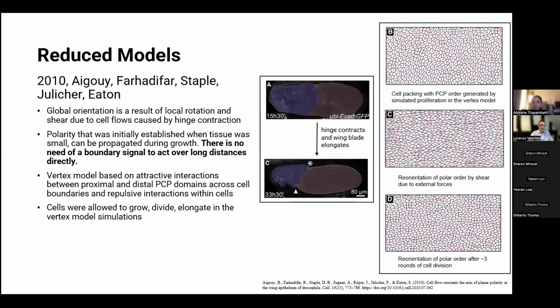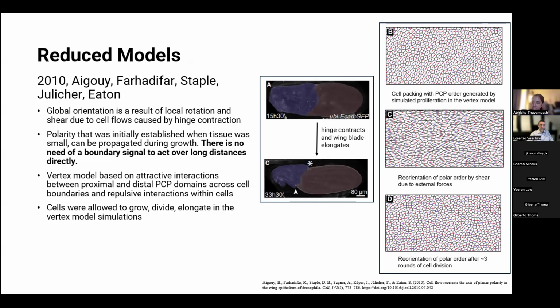Another important work in these reduced or phenomenological models is this. So here, the mechanisms that globally orient planar polarity are investigated using a combination of experiment and theory. So according to the authors, proximal distal orientation of PCP complexes does not arise from a random initial configuration, but rather it evolves from a global polarity pattern present at the prepupal to pupal transition in the Drosophila wing.